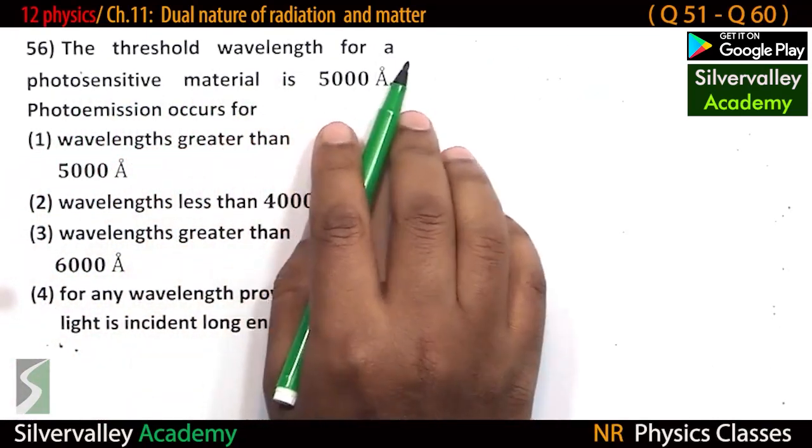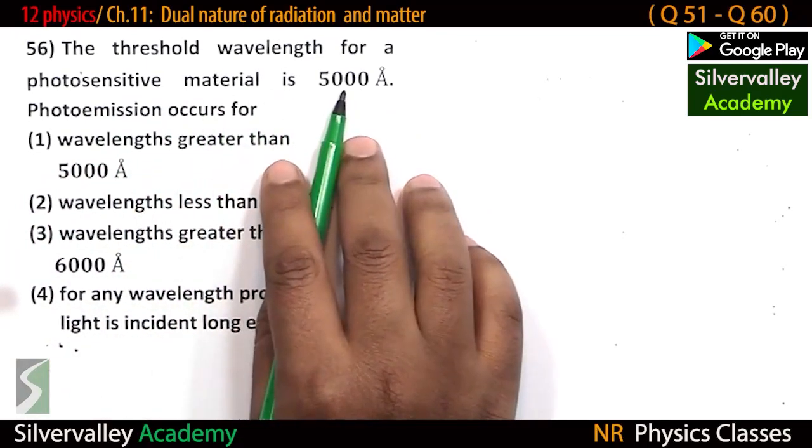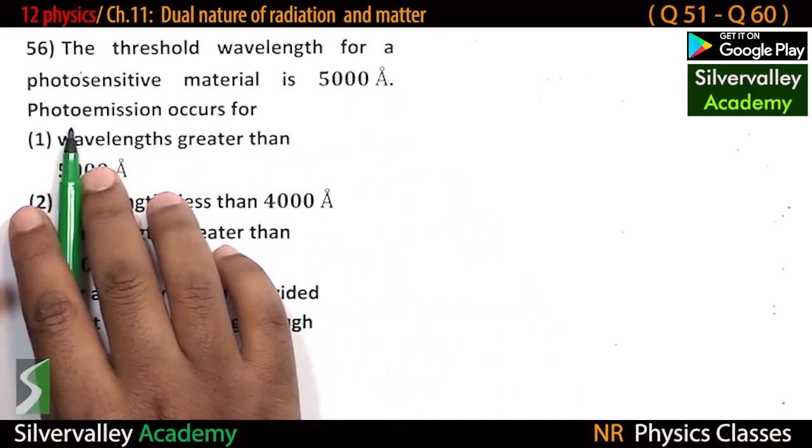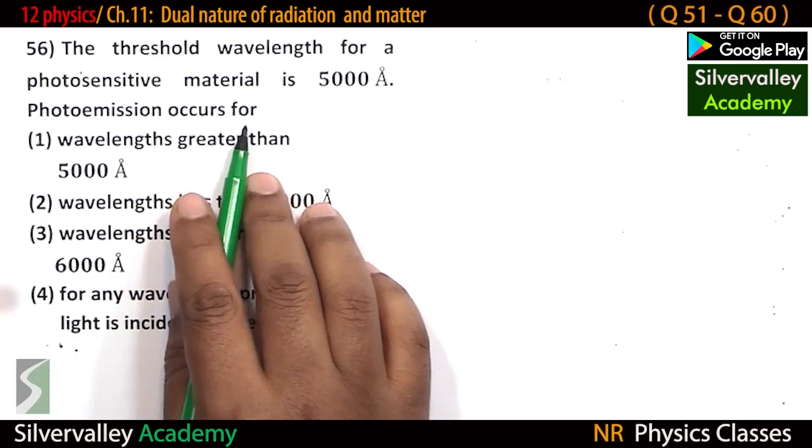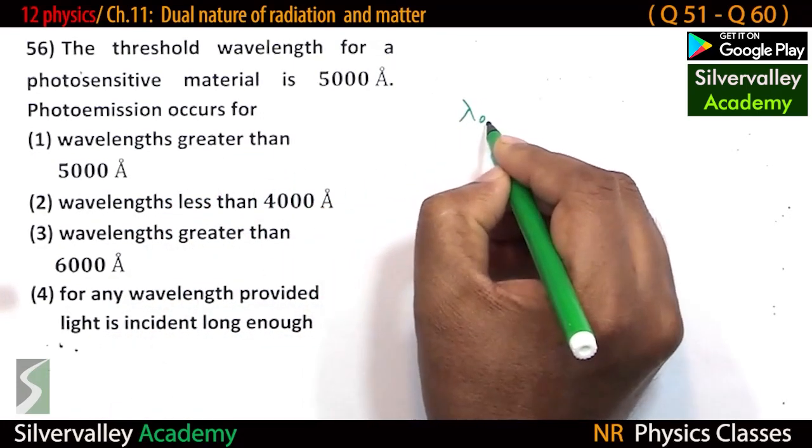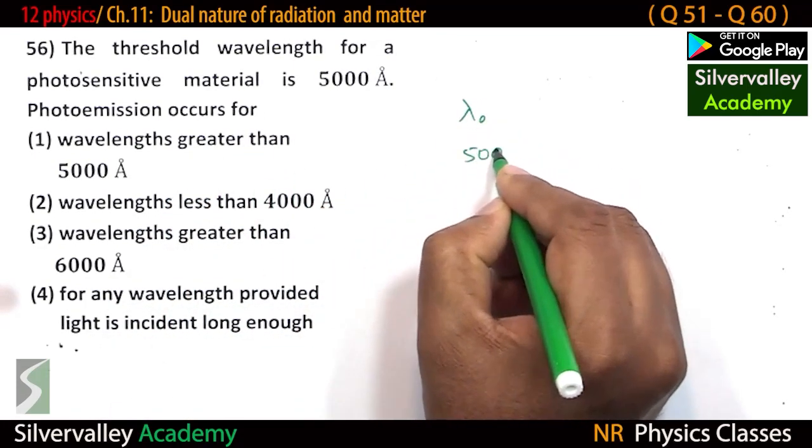The threshold wavelength for a photosensitive material is 5000 angstrom. Photo emission occurs. Threshold is 5000 angstrom.